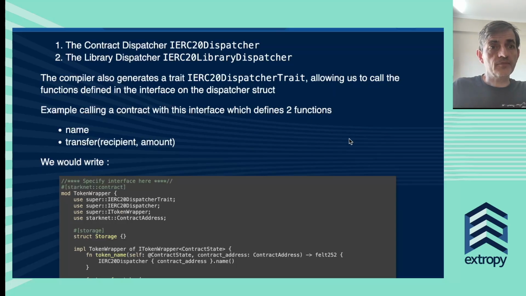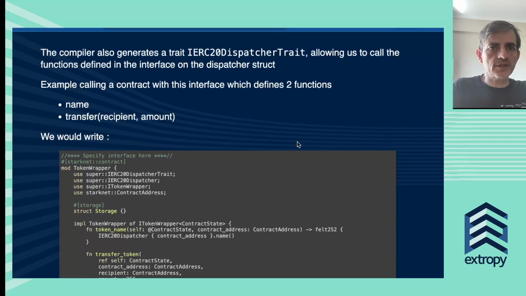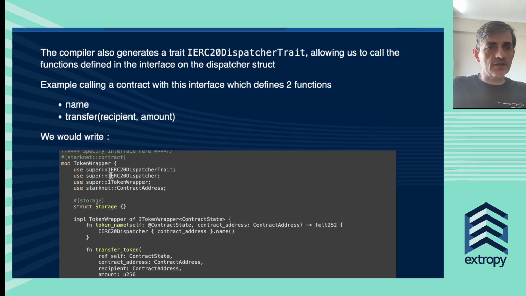for the dispatcher. So if we imagine that we're going to call a contract which has an interface which defines two functions. These two functions are name and transfer. The way that we could do that would be to write our contract. Now, I haven't given you the interface for this contract here, but you could create that in the normal way. But then within the definition of the contract itself, we have the contract attribute to tell the compiler this is a contract. We've got the name of the contract there.